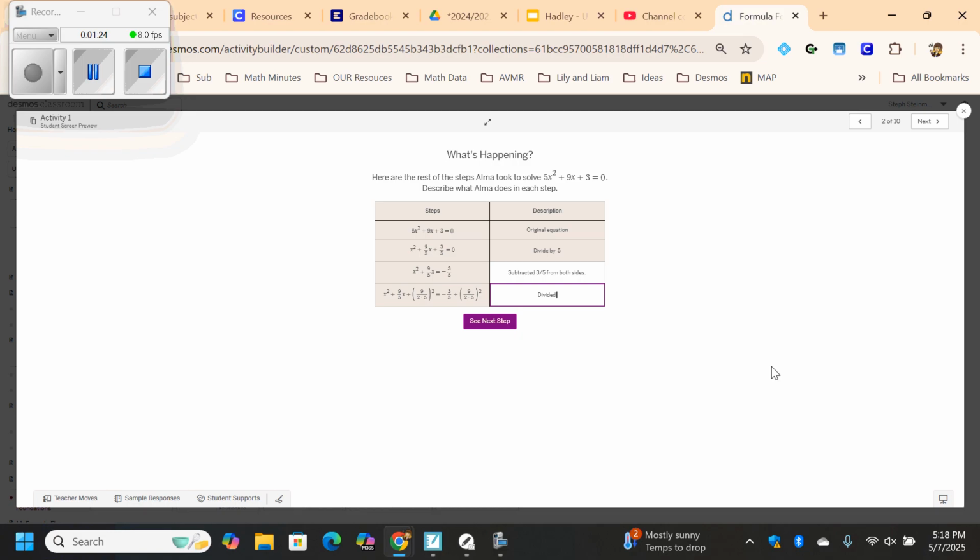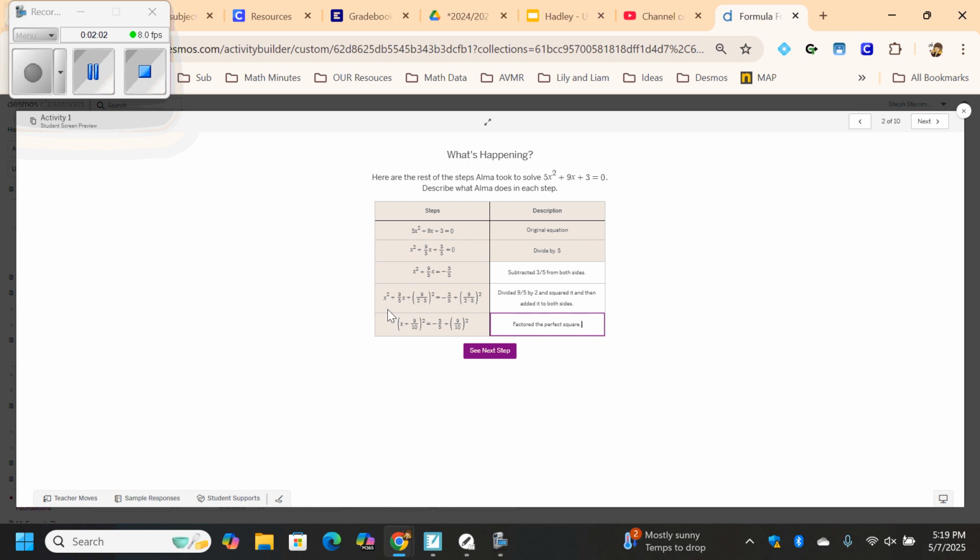She divided 9/5 by 2 and squared it, and then added it to both sides. So that's where she got the 9/5 times the 2, okay? Because 9/5 divided by 2 is the same as 9/5 times 1/2. Okay, next step. She factored the perfect square.